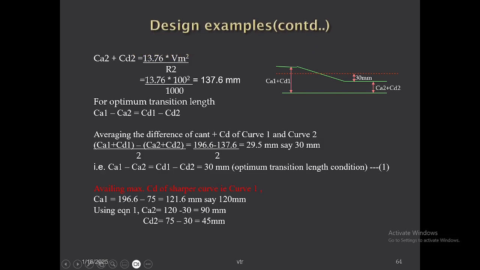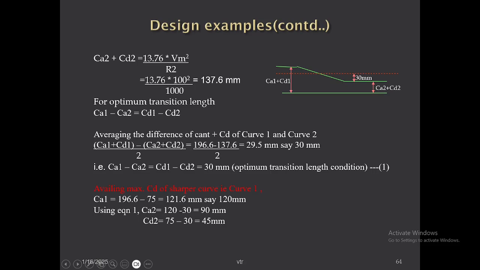Then the second one is for curve number 2. For curve number 2, we have to find out the equilibrium cant for the cant deficiency consideration. With the same speed of 100 kmph substituted in this formula, we find the equilibrium cant for the second curve, that is CA2 plus CD2, as 137.6 mm.